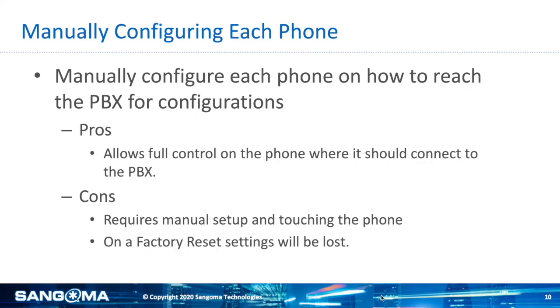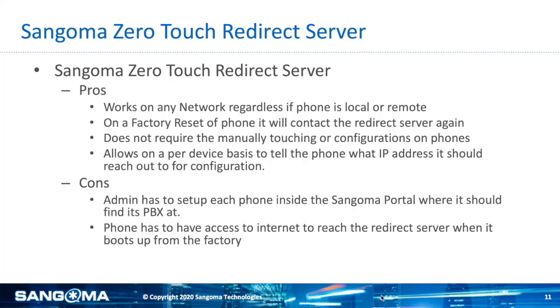The manual configuration, of course, allows full control on the phone where it should connect to the PBX, but on the other side requires manual setup and touching the phone, and on a factory reset, settings will be lost. The Sangoma zero-touch redirect server works on any network, regardless if the phone is local or remote, so it's perfect in our case, and on a factory reset the phone will contact the redirect server again to fetch the configuration. It does not require the manual touching or configuration of the phone, and allows on a per-device basis to tell the phone what IP address it should reach out to for configuration.